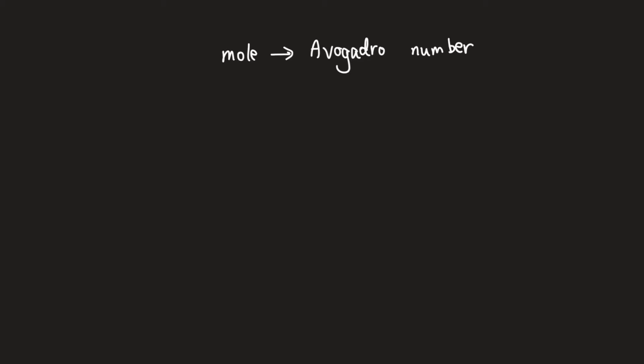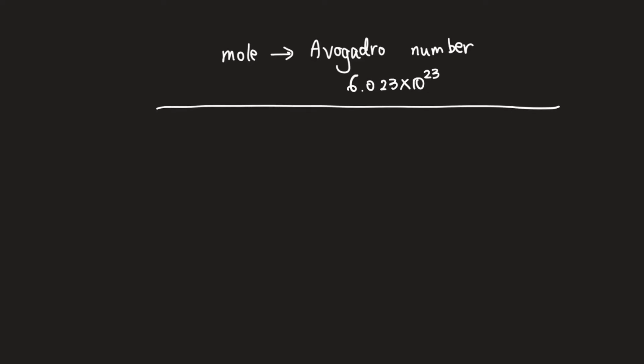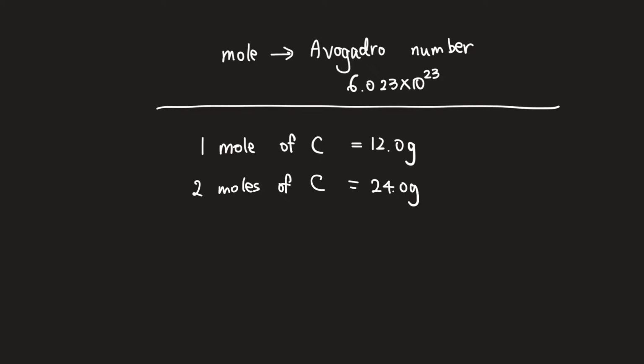To begin with, I would like to mention this one will be 6.023 times 10 to the power 23. This is known as the Avogadro number. And what is the meaning of that? Let's begin with a very simple example. When we mention we have 1 mole of carbon, we know that we have 12 grams. I hope that you understand this meaning. But when we mention there are 2 moles of carbon, you also know that it is 24.0 grams. Then you can move on with this video.